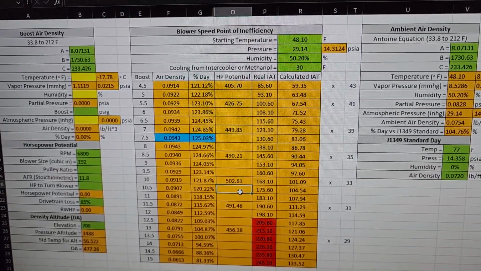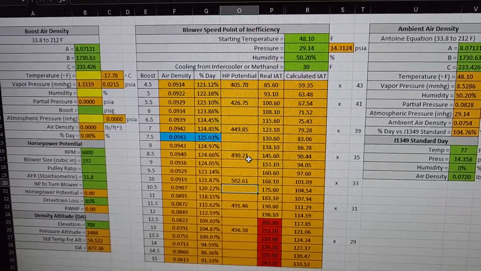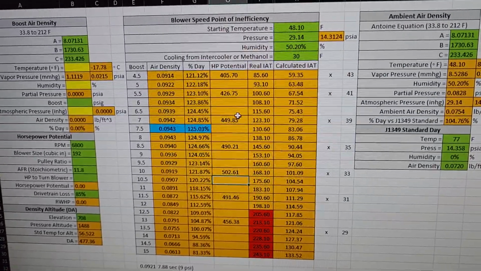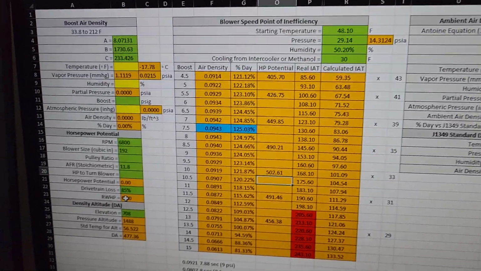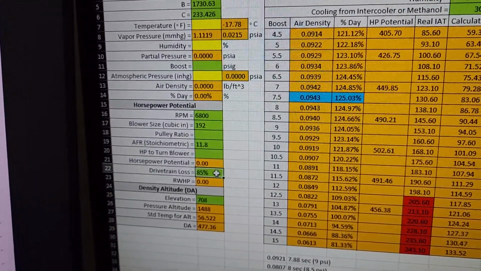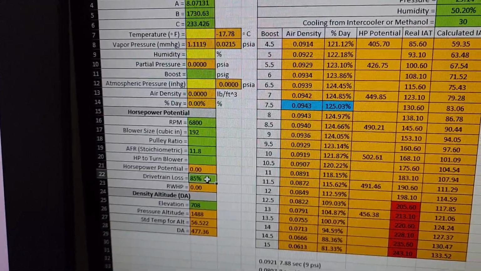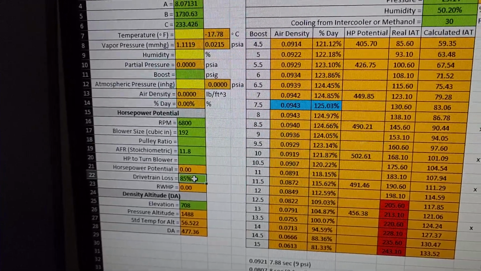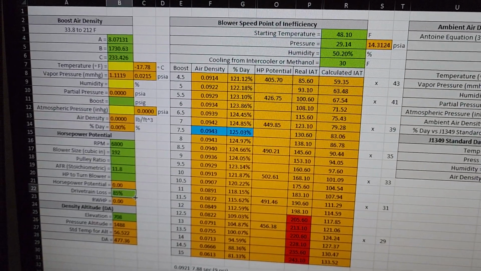Whenever I ran it on the dyno last time, it said 465 and I made 463, so it's pretty freaking close. Math is a powerful tool, but really getting this number, this drivetrain loss number, accurate is kind of the harder part. I usually lose about 120 horsepower, so I don't really do it as a percentage when I'm actually predicting what the horsepower is going to be.